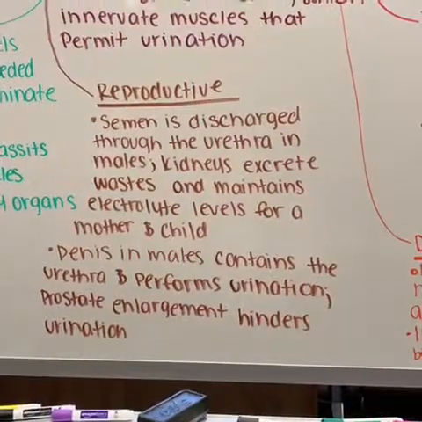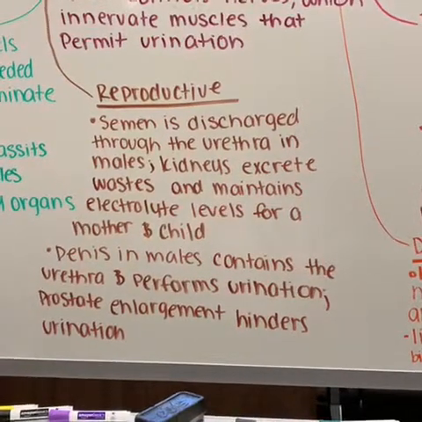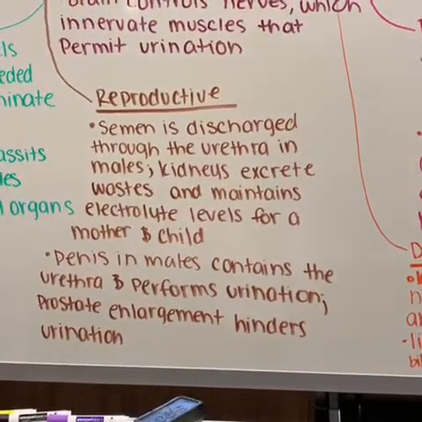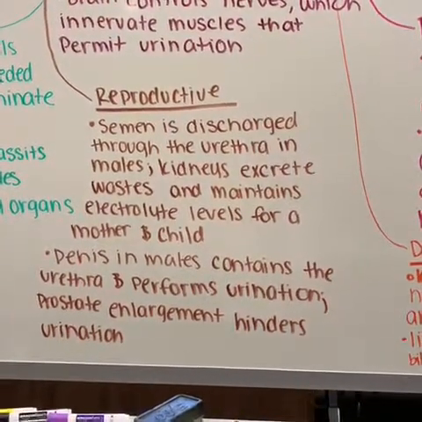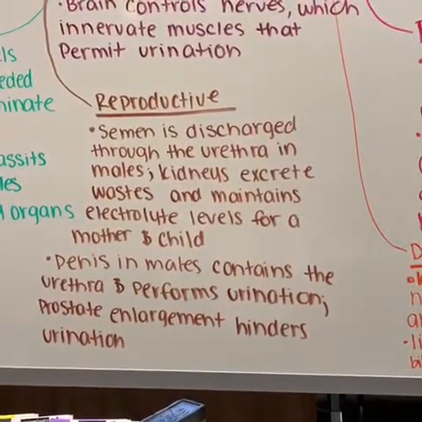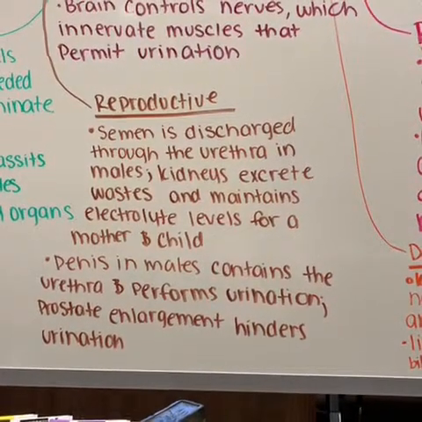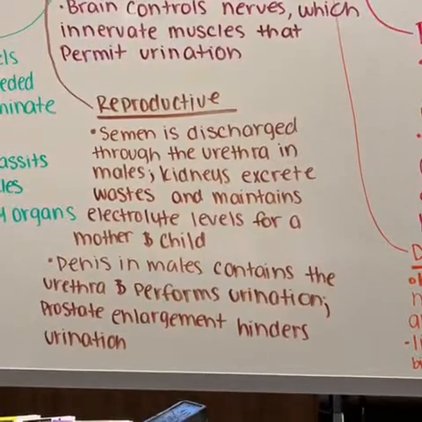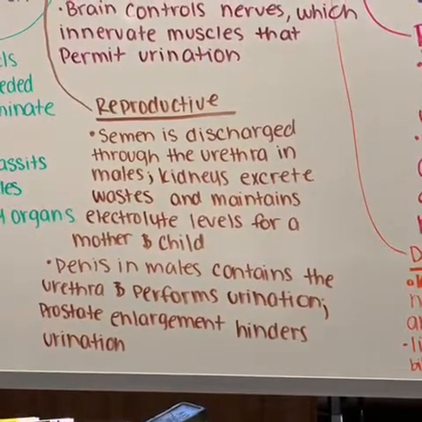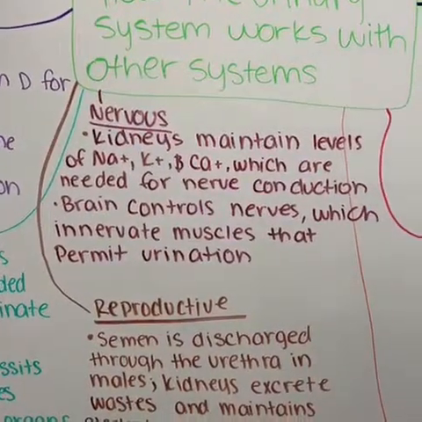The reproductive system. Semen is discharged through the urethra in males. The kidney excretes waste and maintains electrolyte levels for mother and child. The penis in males contains the urethra and performs urination. Prostate enlargement hinders urination.